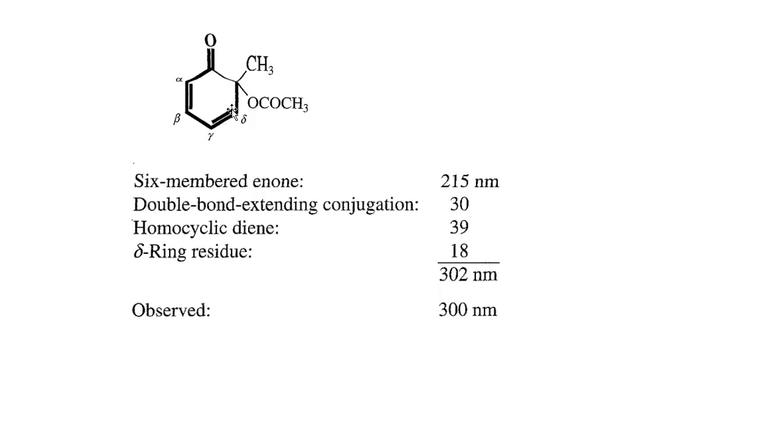At the delta position there is a ring residue, and this ring residue contributes 80 nanometer. Similarly, as in the previous example, these two double bonds are inside one ring, ring C. So it is a homoannular diene system. Homoannular diene component usually contributes 39 nanometer as the increment. Thus, the total calculated lambda max will be 302 nanometer for this molecule.